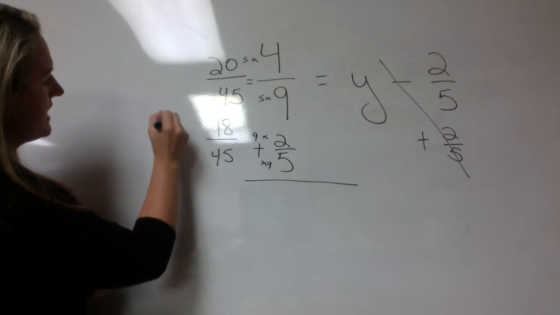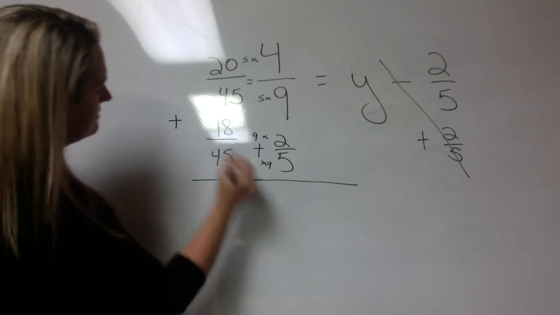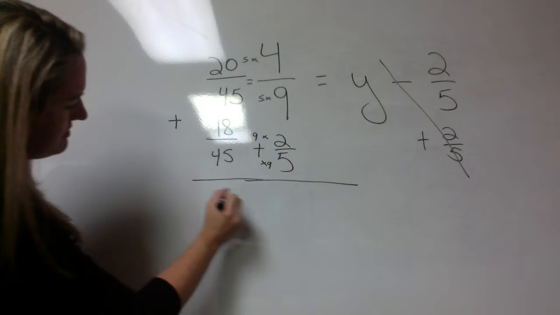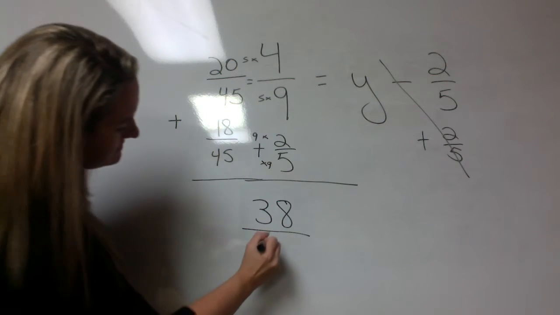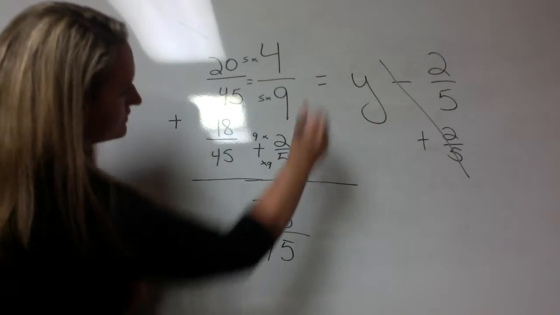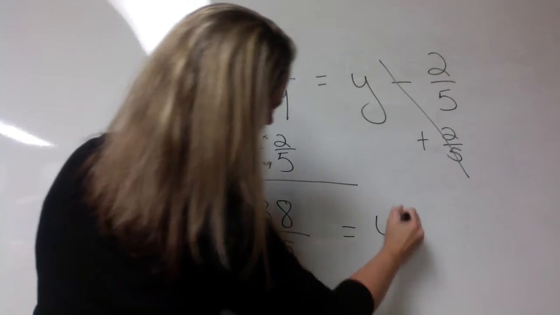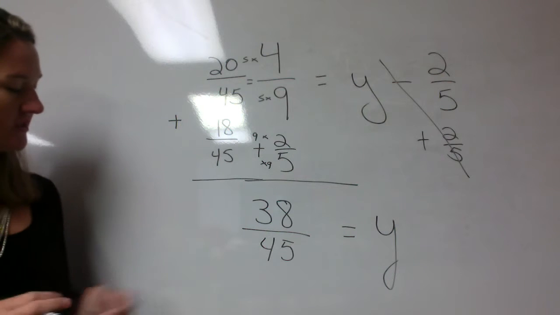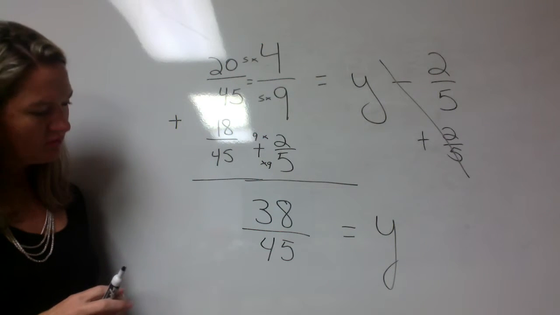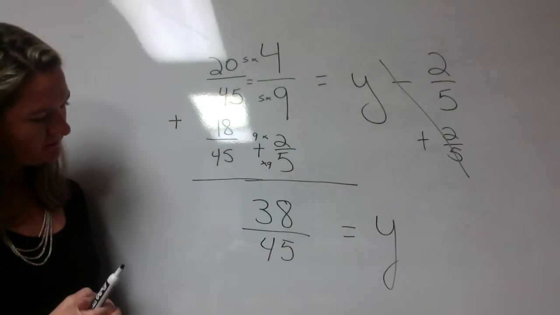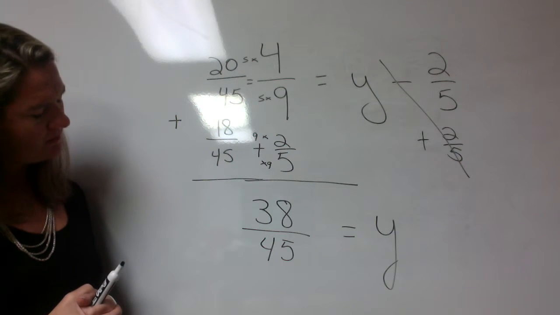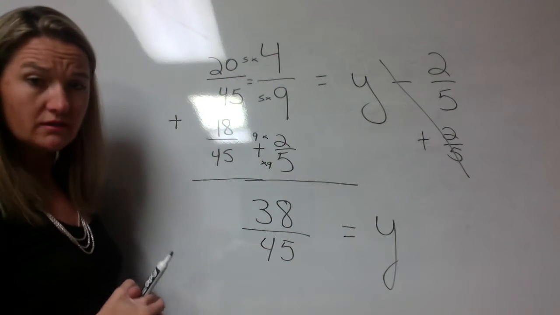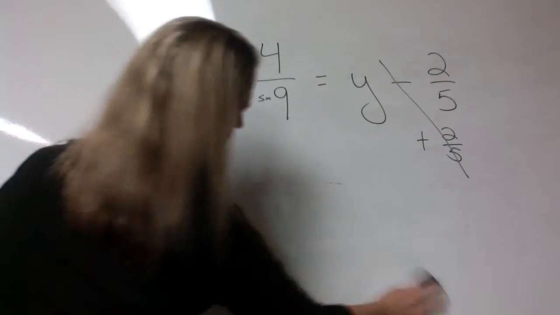Now we can go ahead and add them. 20 plus 18 is 38. And then the 45 stays the same. And then we're going to bring our variable down. So y is equal to 38 over 45. Let's do a double check to make sure that's in simplest form. And that is in simplest form. Kind of a big number, but it's in simplest form. All right, and that's our answer. Let's do one more, then I'll let you get to your work.